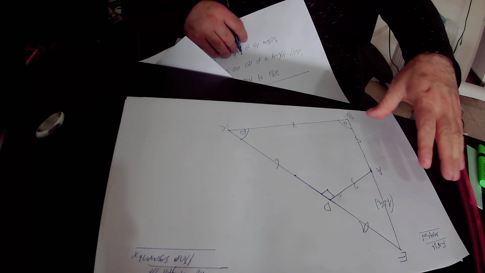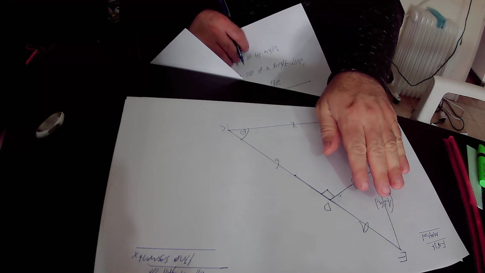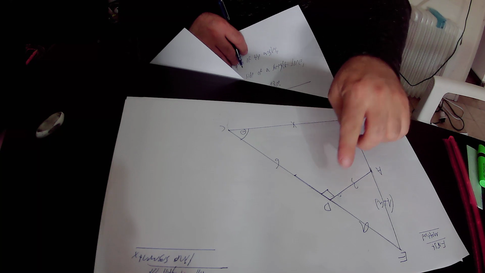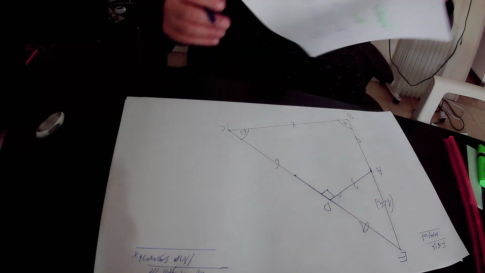According to our conclusion, EC is a straight line, so if we focus on this side of the straight line EC at point D, then the sum of the angles here must be equal to 180 degrees. So which angles do we have at point D?